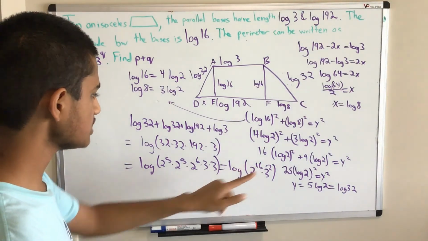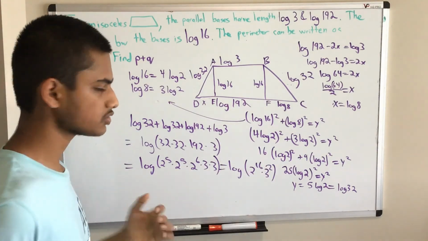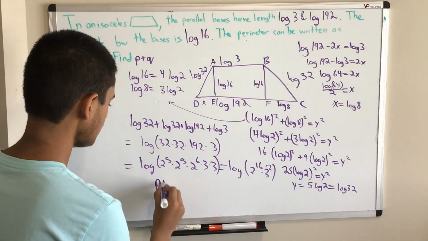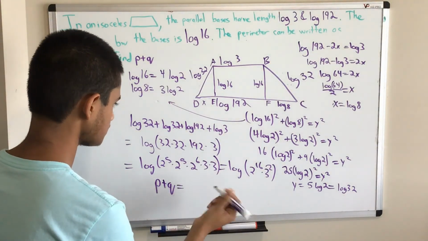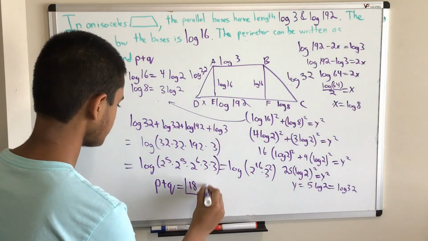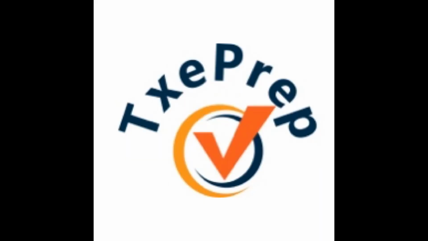And in this case, p is equal to 16 and q is equal to 2, which must mean that p plus q is going to be 18, which is our final answer to this problem over here.